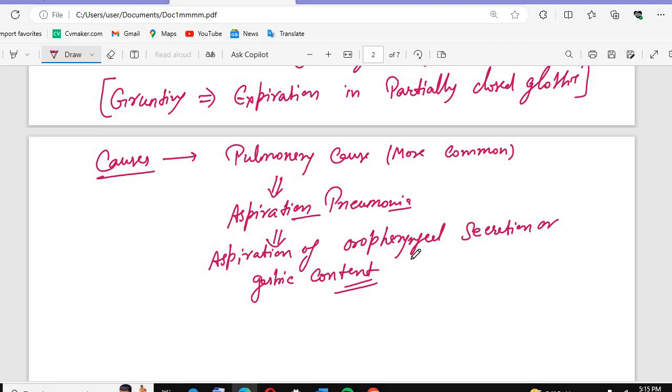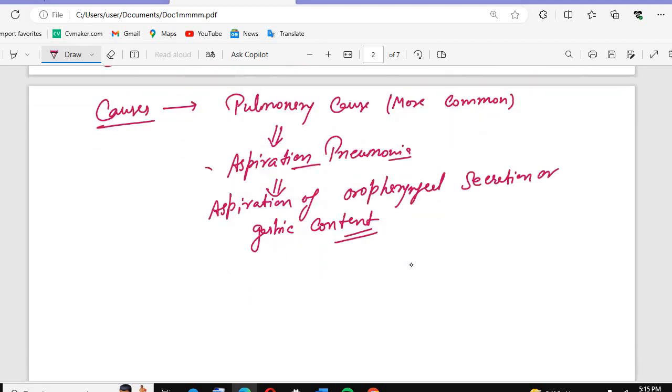What is the clue in the history you will get? In case of the baby you will not get this type of history, but you will get the clue in the history of adults.